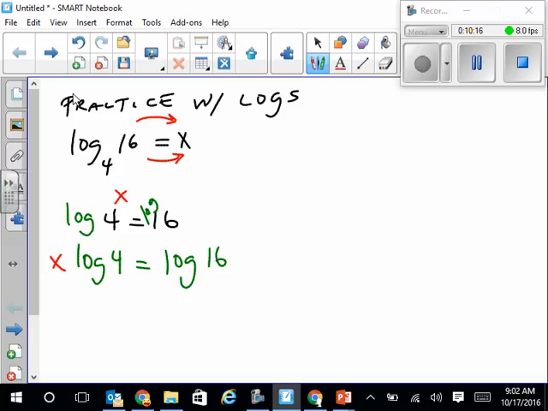Wait, so why is there so much space in between the x? Oh, only because I wrote it. There's nothing special there. So if you were to put it right next to it, you wouldn't be wrong.